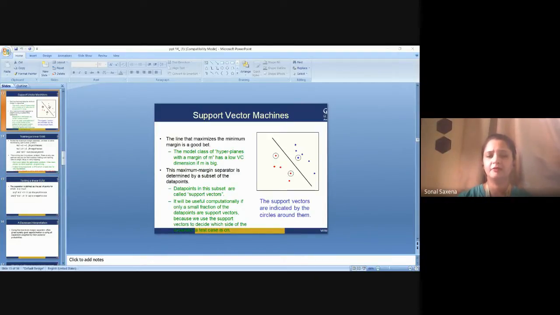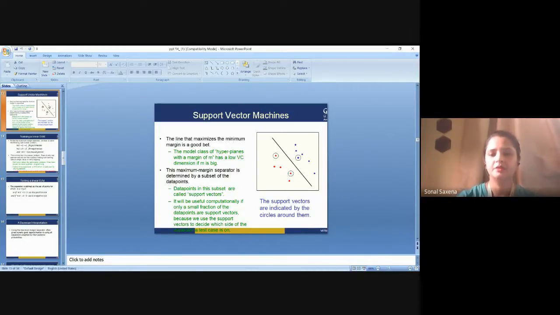Note that the set of points x mapped into any hyperplane can be quite convoluted as a result, allowing much more complex discrimination between sets that are not convex at all in the original space. So this is what the formal definition of SVM says.